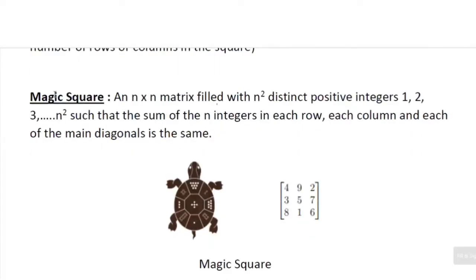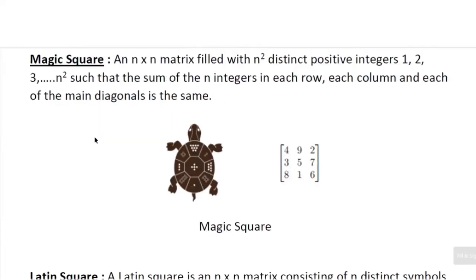Now let's come to the next term, magic square. What is a magic square? A magic square is an n by n matrix that is filled with n square distinct positive integers, that is 1, 2, 3, and so on till n square. For example, a 3 by 3 matrix can be filled with 1, 2, 3, and so on till 9. And these numbers should be filled in such a way that the sum of the n integers in each row, each column, and each of the main diagonals is the same.